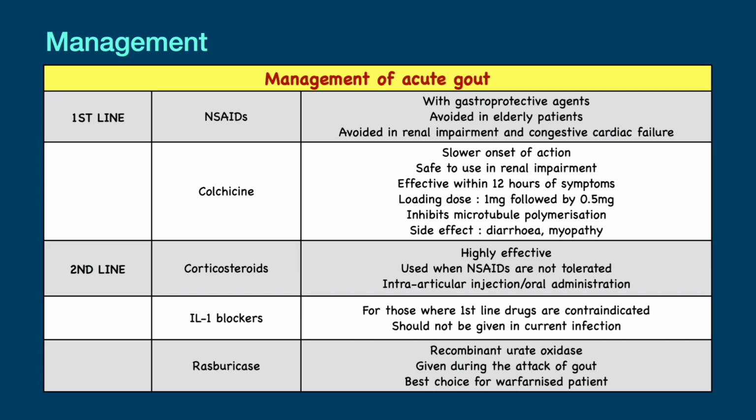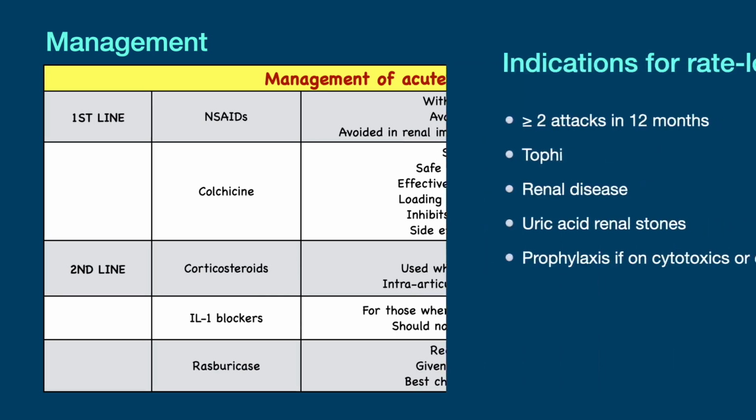Interleukin-1 blockers are approved anti-interleukin-1 monoclonal antibodies for patients with contraindication to colchicine, NSAIDs, and steroids. Rasburicase is a recombinant urate oxidase. It may be given during the acute attack of gout to allow allopurinol therapy to be commenced without initial worsening of symptoms, but it's not currently licensed for the treatment of acute gout associated with other conditions, and this is a good choice for warfarinized patients.